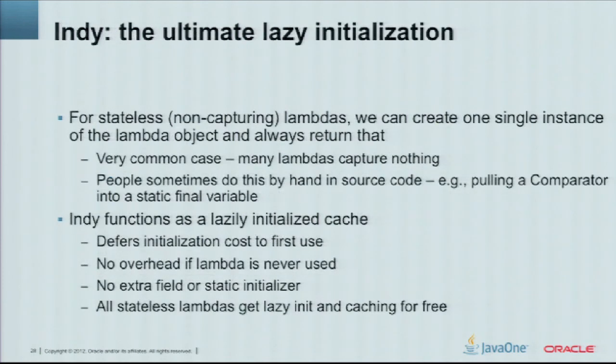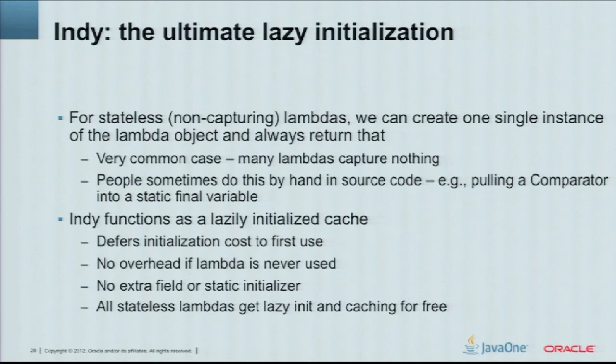Okay, so let's talk about what invokedynamic gives us, because there's all of these benefits that have nothing to do with dynamic typing. So one of the cool things is invokedynamic is the ultimate lazy initialization idiom. So think about the common case. You've got a lambda that doesn't capture anything. You know, A comma B maps to A plus B. It's not capturing any variables from the lexical context. So how many instances of this lambda do I ever have to make? One, right? When we do this with inner classes, we all do it manually. We say, you know, private static final comparator C equals, and we do it by hand.